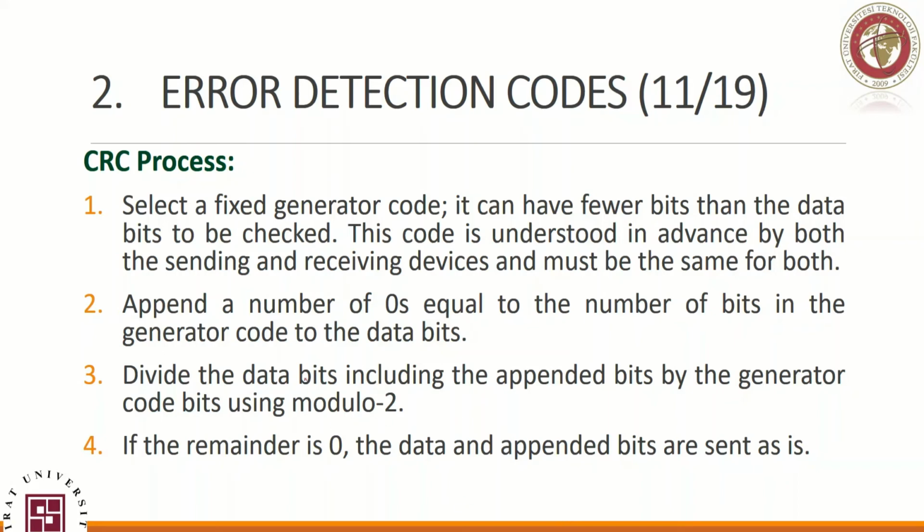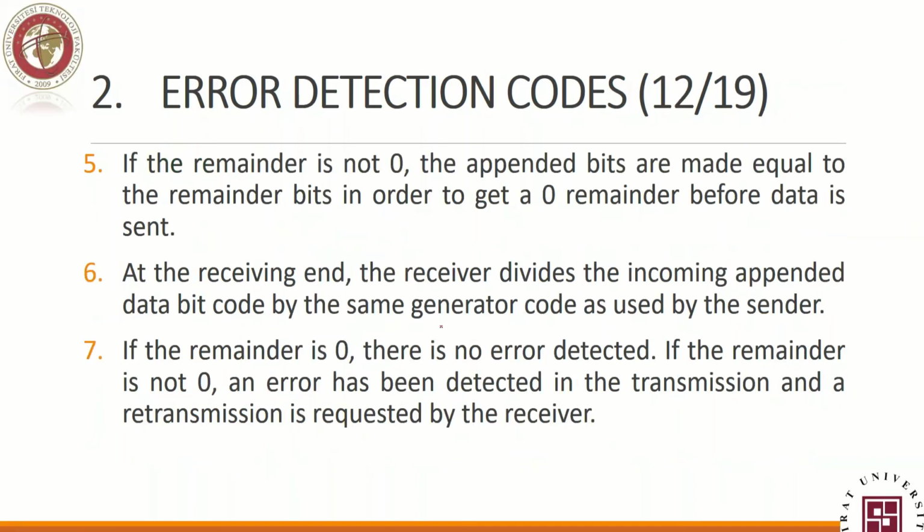Once we are done with the modulo operation, we see if the remainder is 0, then we send the data the way it is. If the remainder is not 0, then we have to replace the zeros that we appended to our data by the remainder. So we take the remainder of this division, we add it to the data if it is not 0. If it is 0, you don't have to change because there are already zeros that you appended.